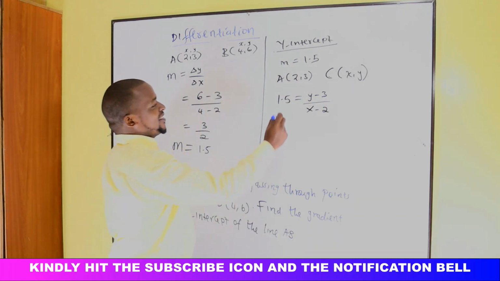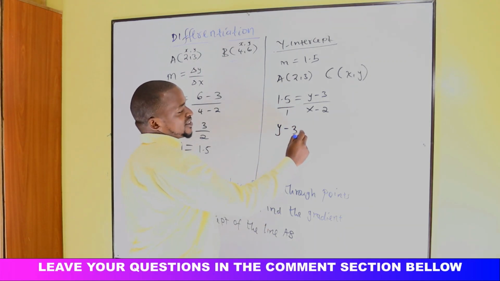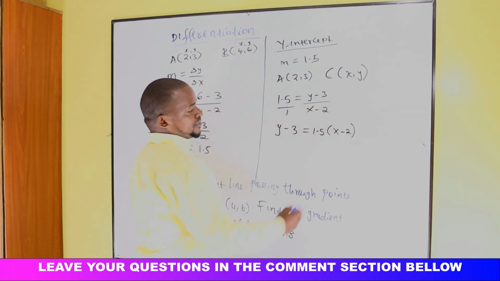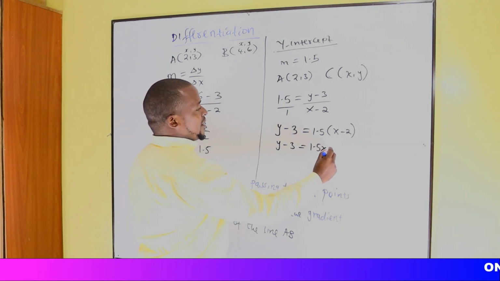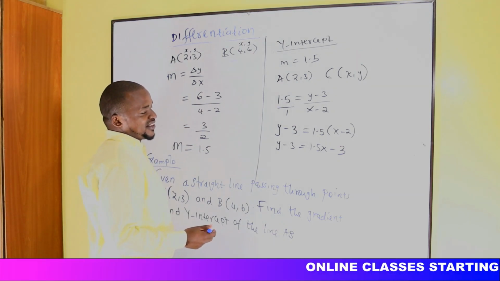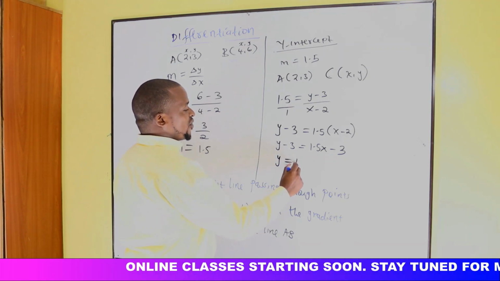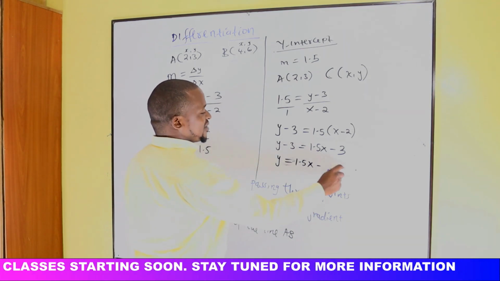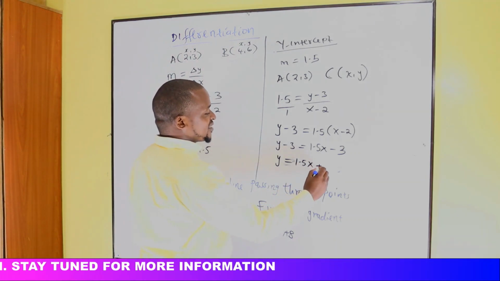Then if you cross multiply this equation, you have (y minus 3) times 1, which is y minus 3, equal to 1.5 multiplied by (x minus 2), which will be y minus 3 equal to 1.5x minus 3. You bring the terms together, so y is equal to 1.5x minus 3 plus 3, which is equal to 0. So that is the equation of that line: y is equal to 1.5x plus 0.